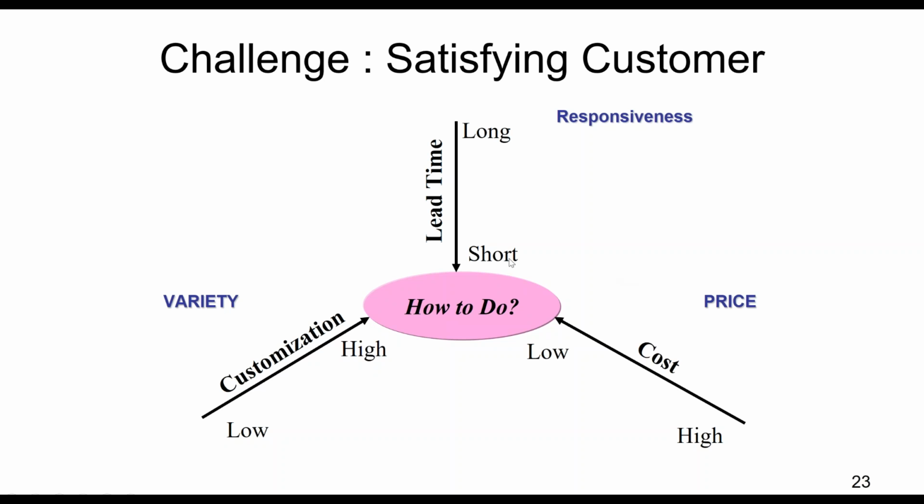Now, all those things, it's a typical equilateral triangle, so you cannot have everything in place. So if you have a shorter lead time, you may not have customization because that will take more time. And as you increase the customization, you will have a higher cost to it. So somewhere this triangle needs to be equilateral so that everything sets in perspective. A very difficult proposition to figure out.